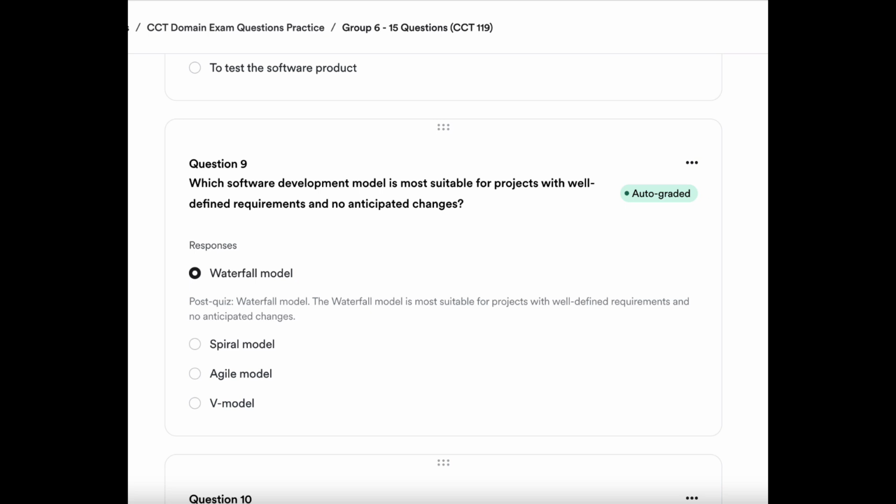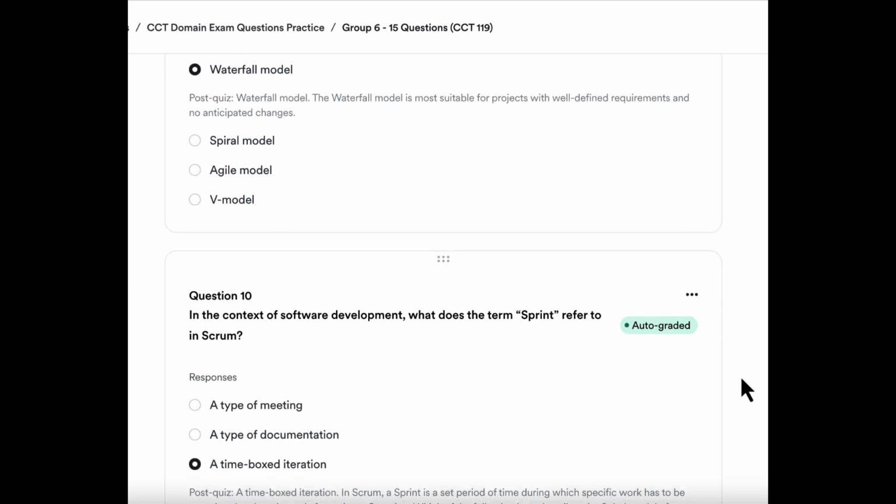Question 9, which software development model is most suitable for projects with well-defined requirements and no anticipated changes? A, waterfall model. B, spiral model. C, agile model. Or D, V model. And that would be A, the waterfall model. The waterfall model is most suited for projects with well-defined requirements, and they just go sequentially from step to step to step. If you have changes, it really messes up the whole waterfall process. So the waterfall model anticipates no changes.